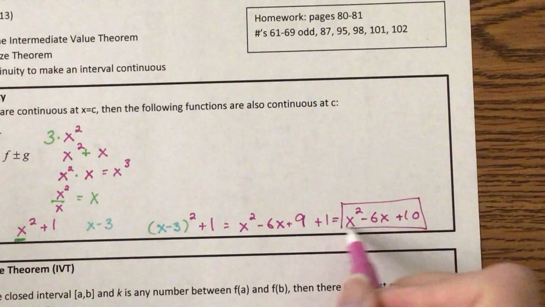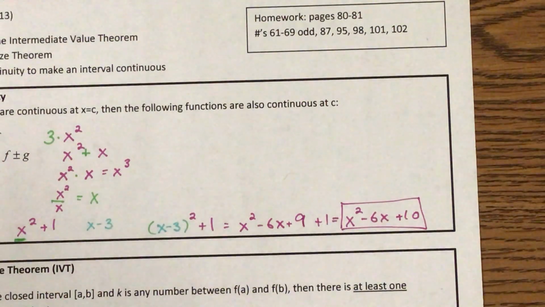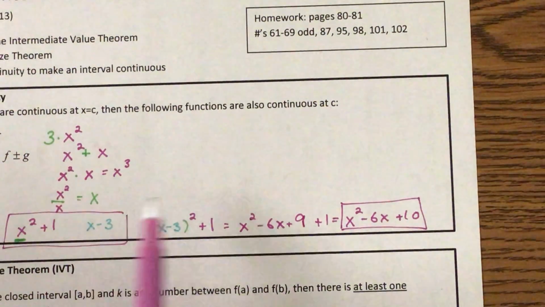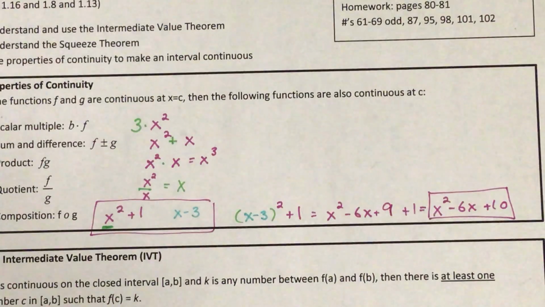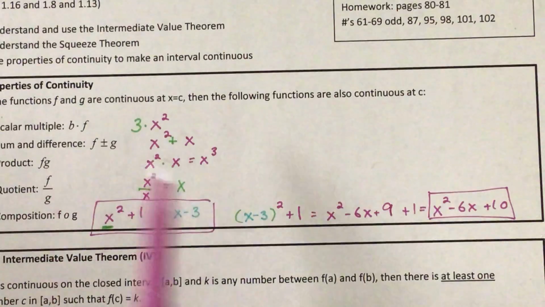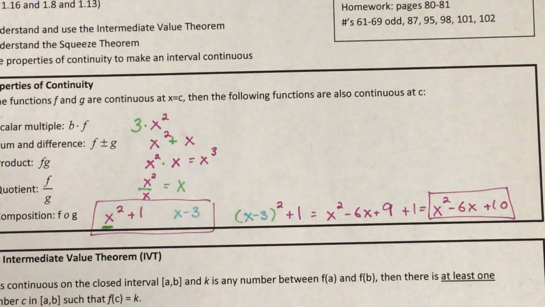So this function would be continuous at c if the original functions were also continuous at x equals c. Right. So it's just kind of like, if you know that both functions are continuous, you can do pretty much anything with them with properties. You can do what you want.